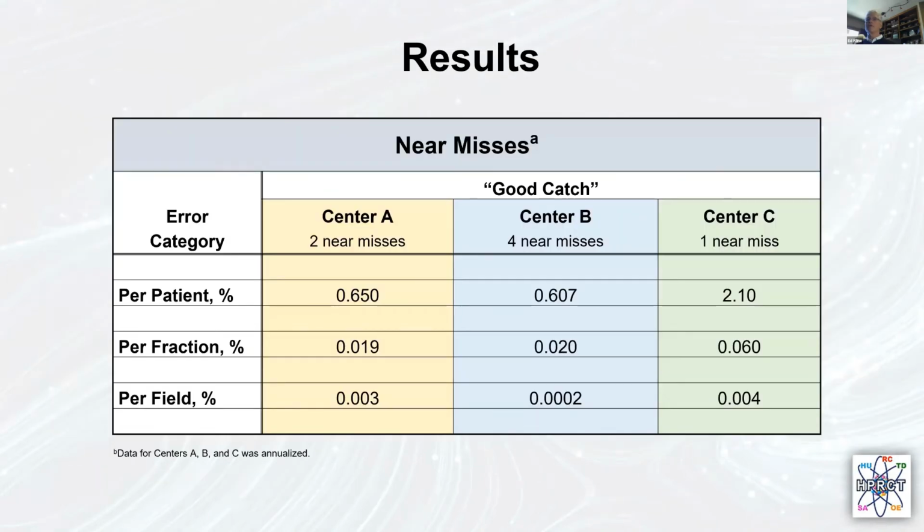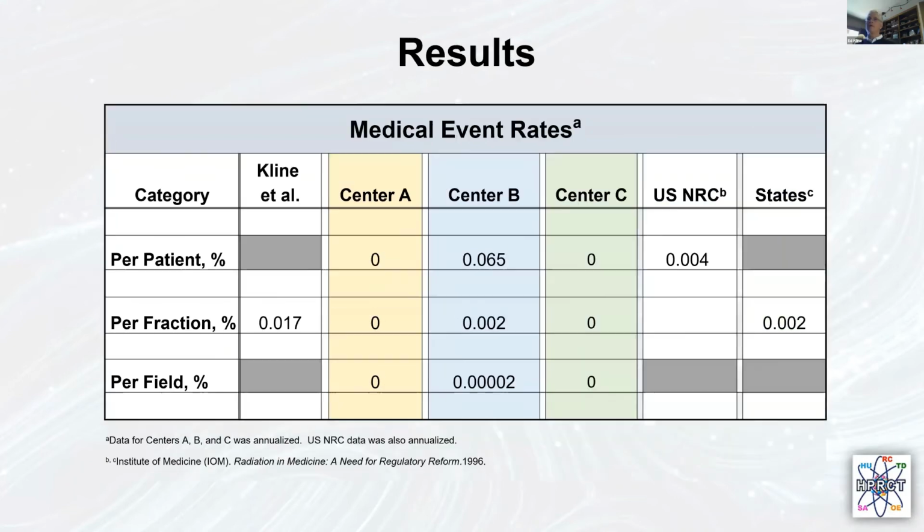So drilling down deeper, how many near misses? We define the near miss as one where you almost treated a patient incorrectly. That would have been a measurable effect, a medical misadministration, okay? One reportable. So one center, we had 2 near misses. We had 4 near misses at center B, and at center C, we had 1. So that's good. This is called a good catch. So we found some important failures, but we caught them before they got to the patient.